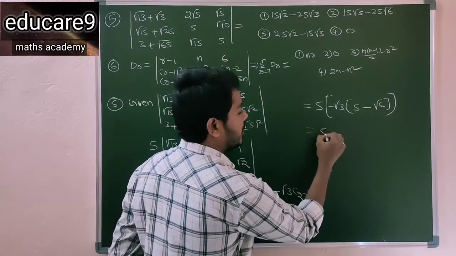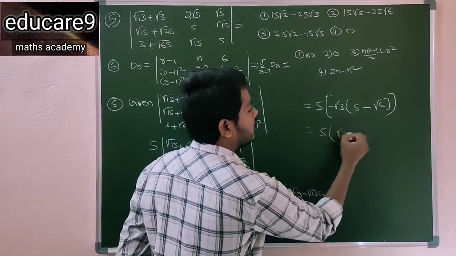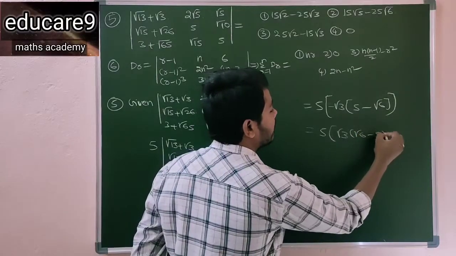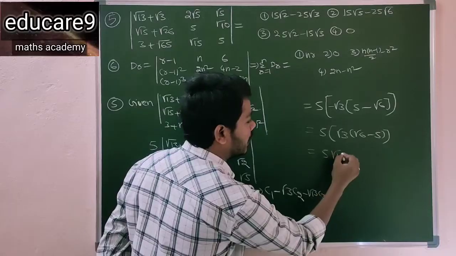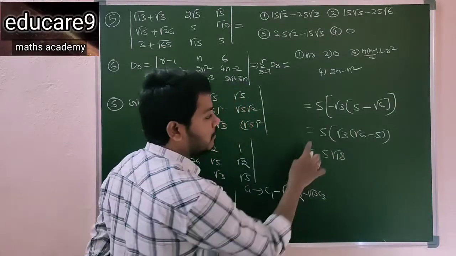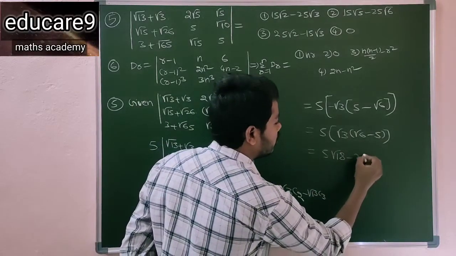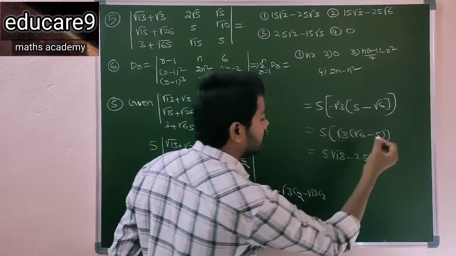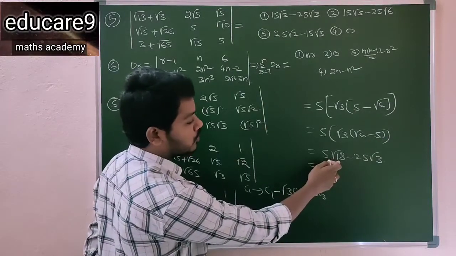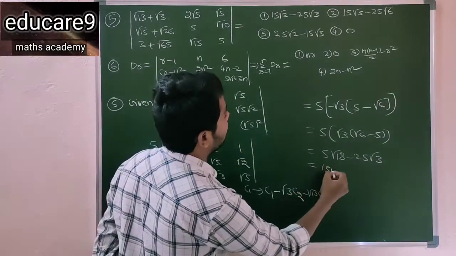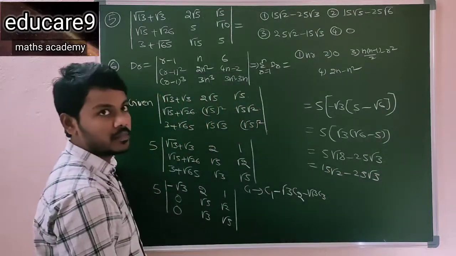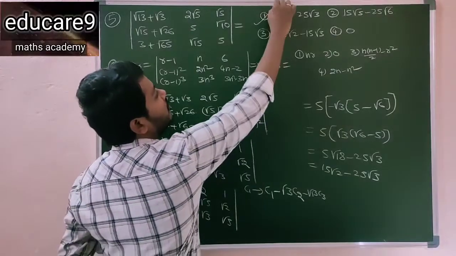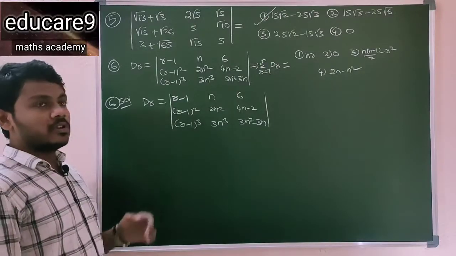So this is 5 into root 3 into root 6 minus 5. So clearly, this is 5 into root 18 minus 5 into 5, that is 25 root 3. Here 9 into 2, so 3 into 5, 15 root 2 minus 25 root 3. Okay. So clearly option 1. So see the sixth solution.